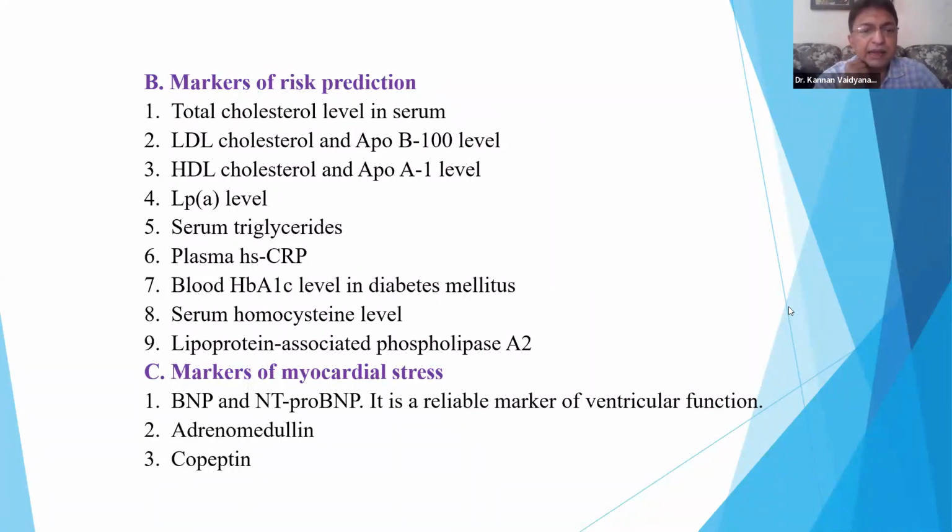And then you have the third category, which is the markers of myocardial stress. This includes brain natriuretic peptide, BNP, and NT-proBNP. I'll talk in more detail about BNP and NT-proBNP later on. Until recently, it was considered a reliable marker of ventricular function, but now there are some controversies, and IFCC is also addressing that. Then you also have some other markers which are not very commonly used, but just to complete the list, like adrenomedullin and copeptin. I won't be talking in too much detail about those. So these are some of the important biomarkers, classification-wise, for cardiac diseases. Of these, the most important would be the first two categories.